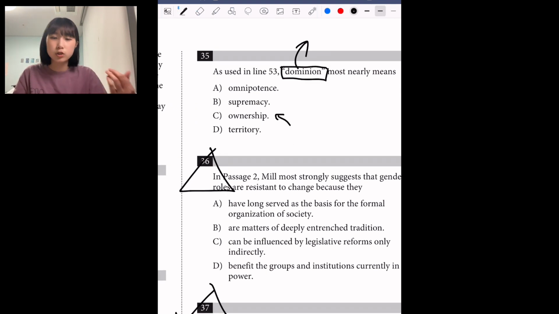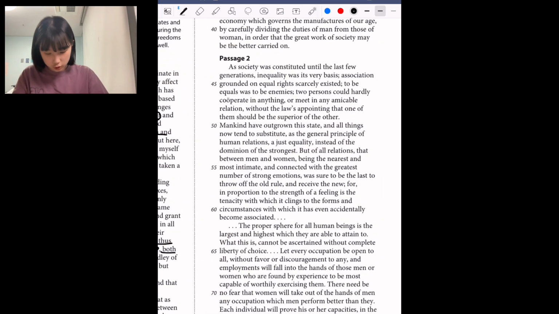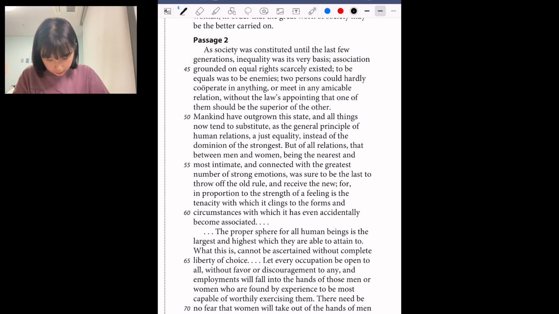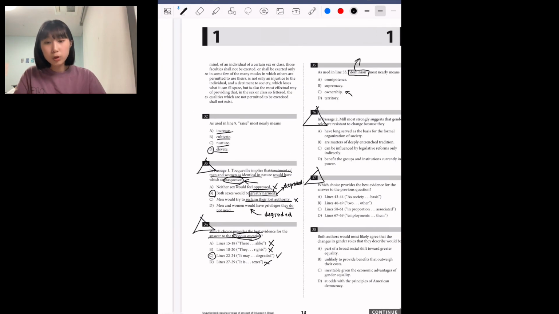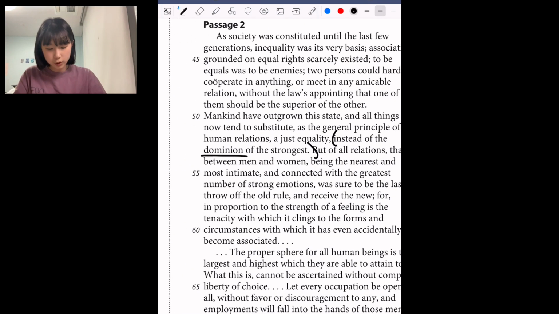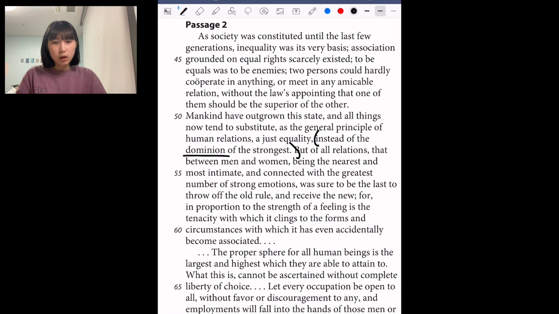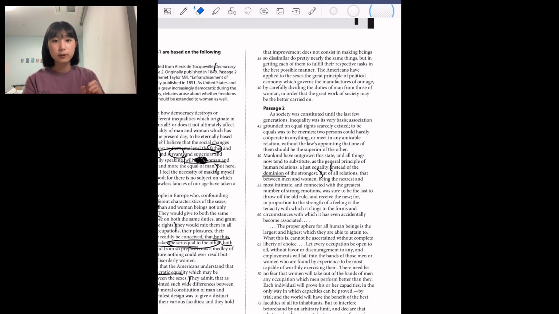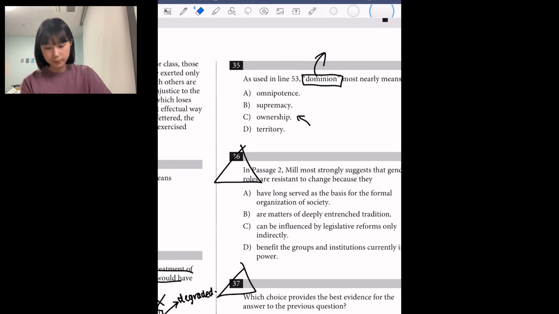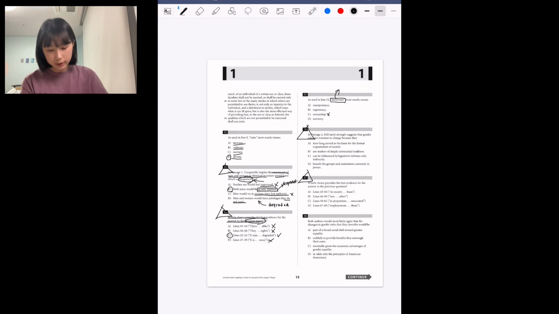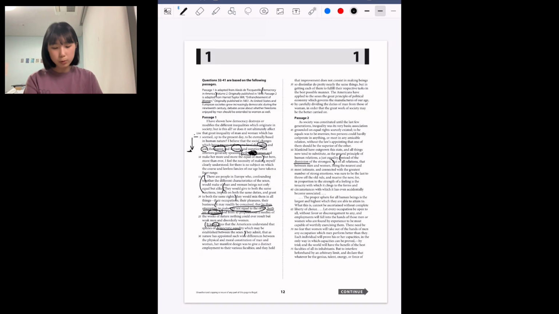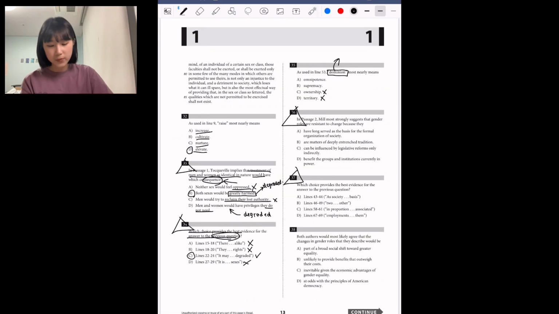It does have a connotation of control, but if you look at the sentence, which is over here, instead of the dominion of the strongest, would you say ownership rightfully substitutes dominion in this question? Ownership is usually used for the physical ownership of a certain object, but here, the dominion of the strongest, it doesn't exactly fit the right criteria, so we're going to get C away from our choices. And territory, if you put it into the sentence, instead of the territory of the strongest, that has a completely different meaning, so we're going to take that off as well.